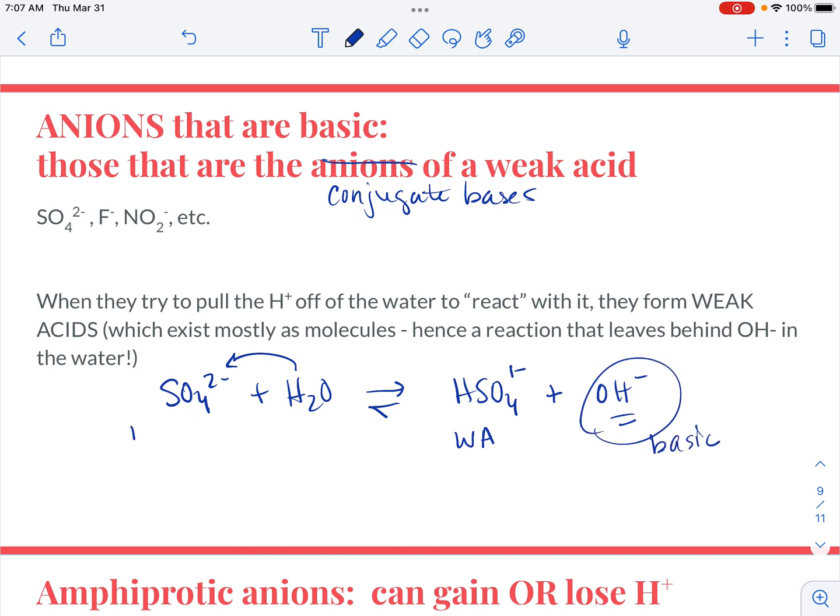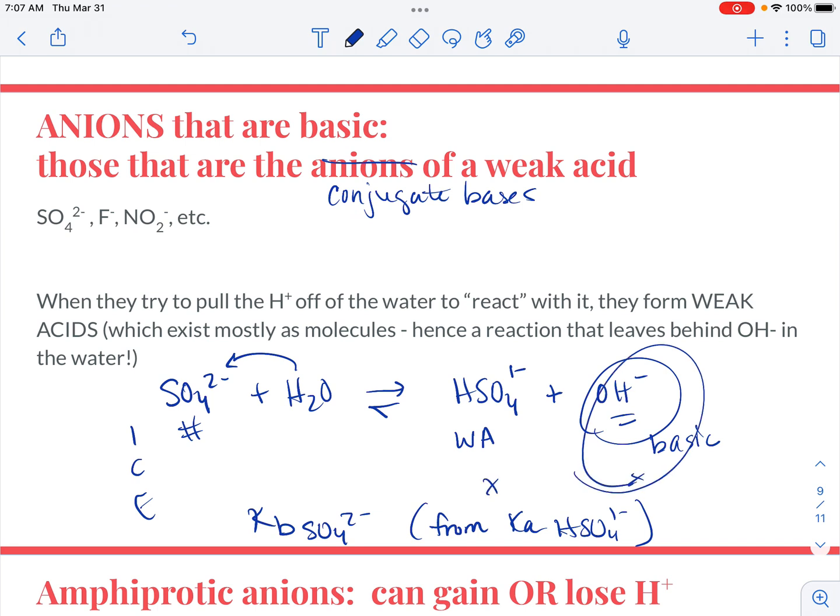Again, if you wanted to find the pH, you would need to know the initial concentration of sulfate, and you would need to know the Kb of the sulfate ion, which you might have to find from the Ka of the hydrogen sulfate or bisulfate ion. So you could do this, and you could calculate it by solving for X down here, and then X would be the OH-, and you would need to find the pOH and the pH. All right.